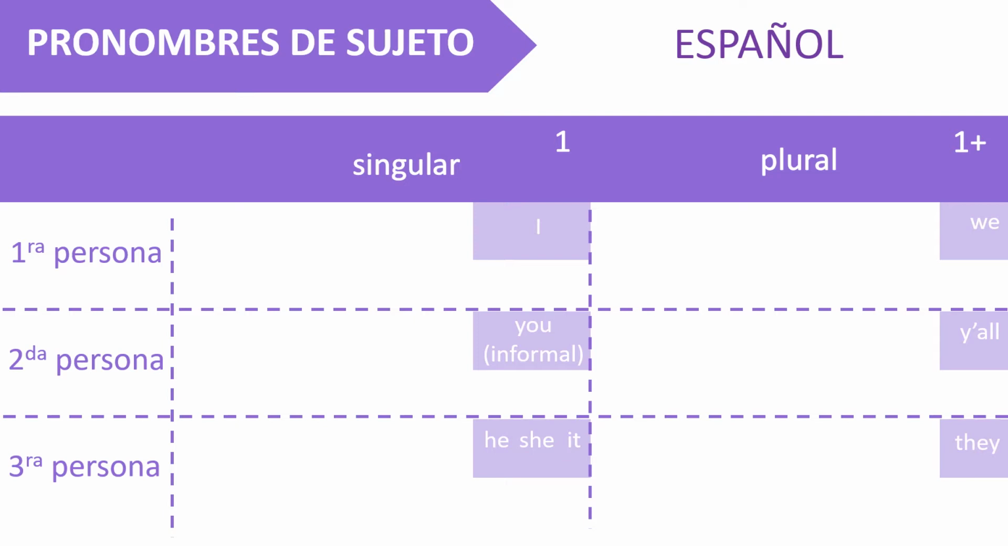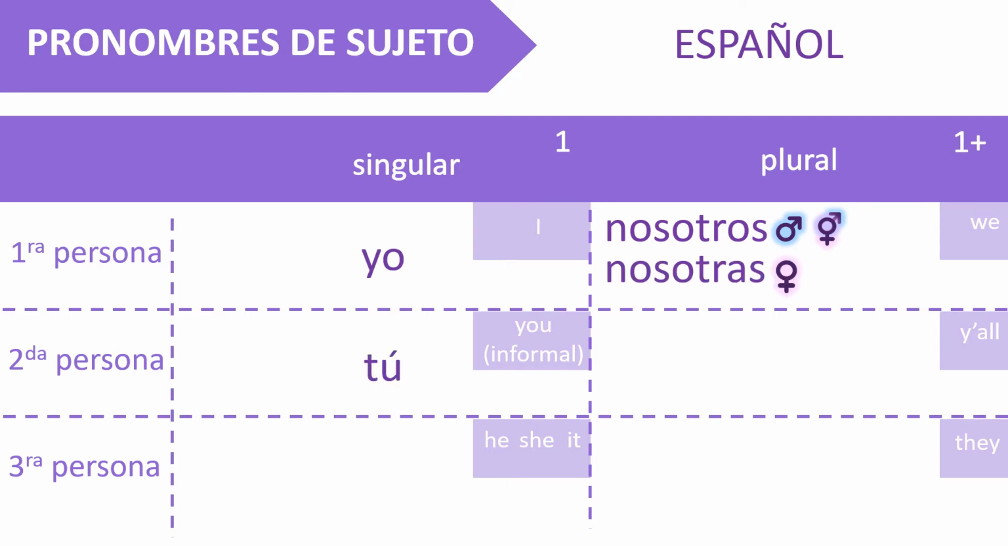Now let's look at Spanish. In the singular, primera persona, singular, first person singular, you have yo. Yo is the way to say I in Spanish. In the plural first person, you have nosotros o nosotras. These are the way to say we in Spanish.